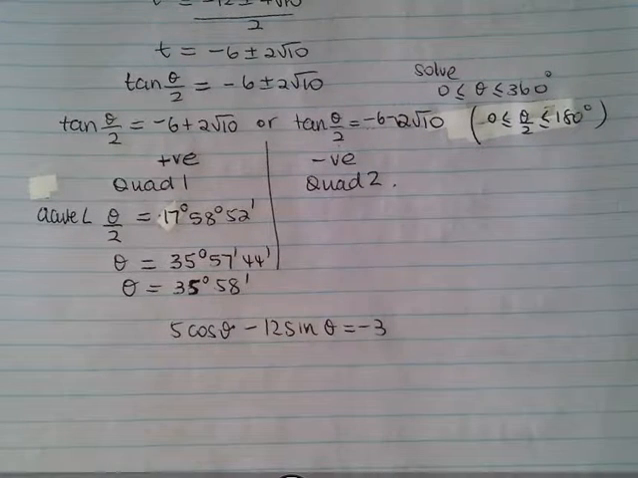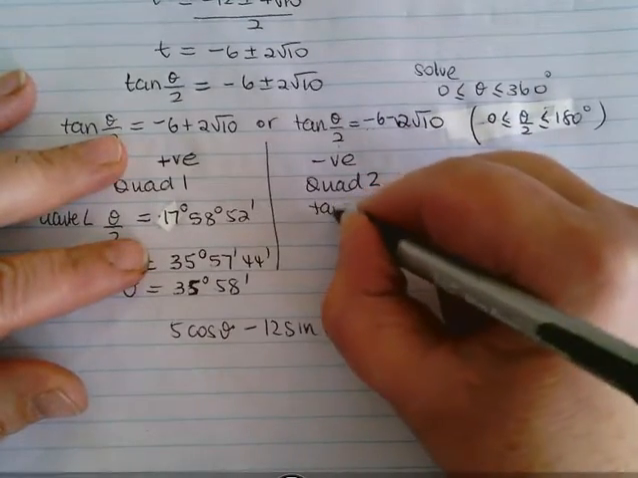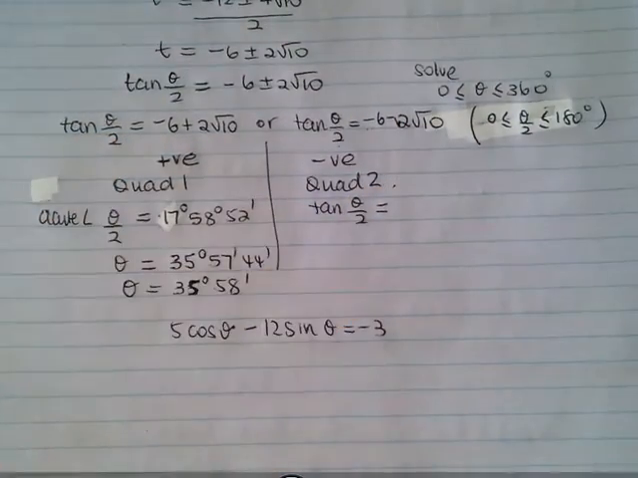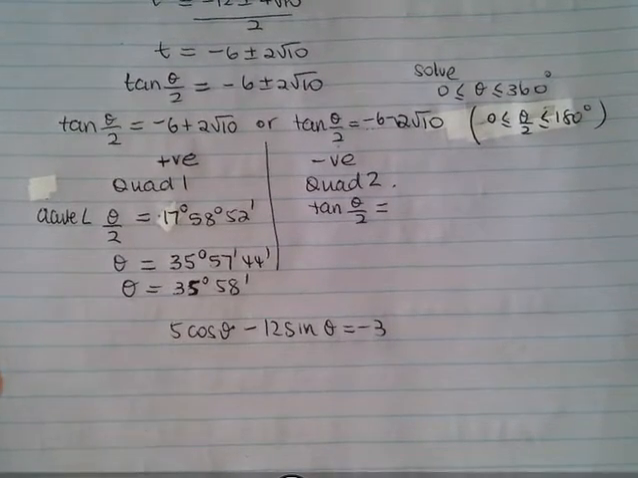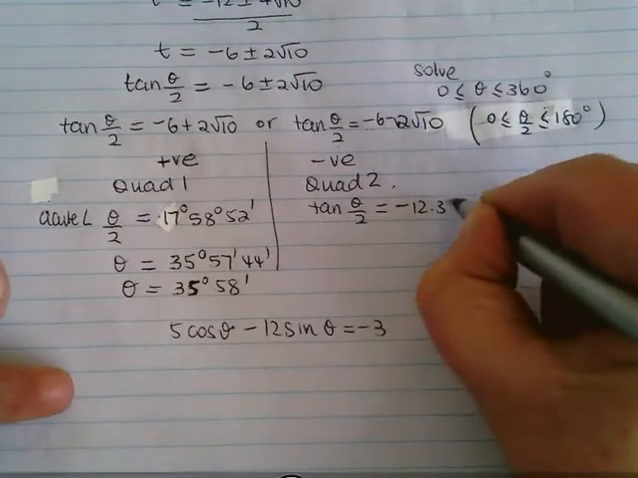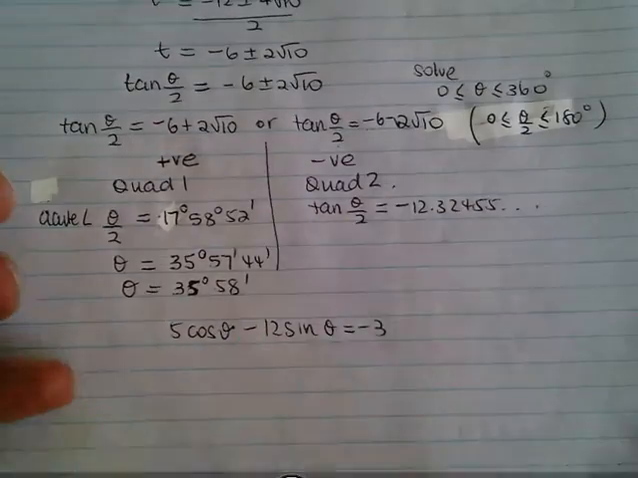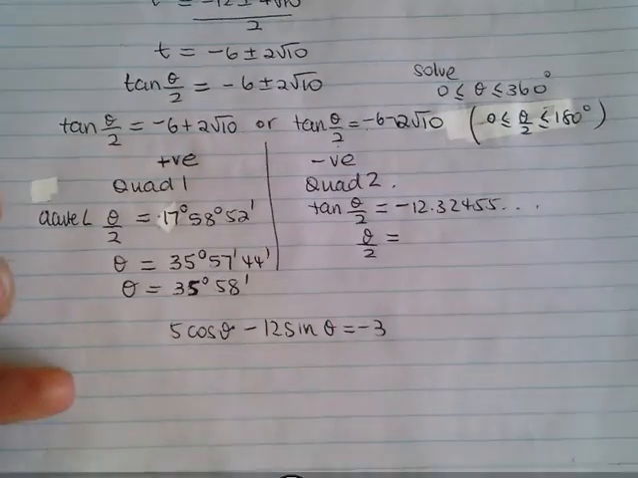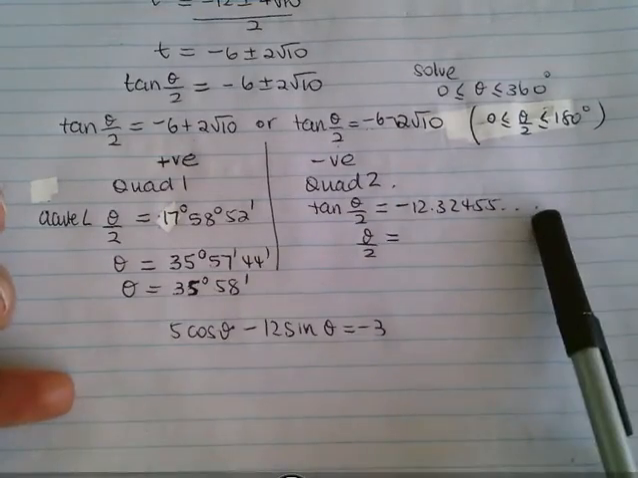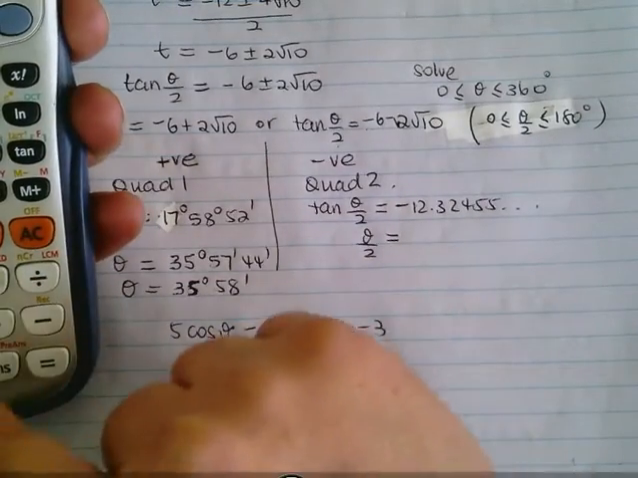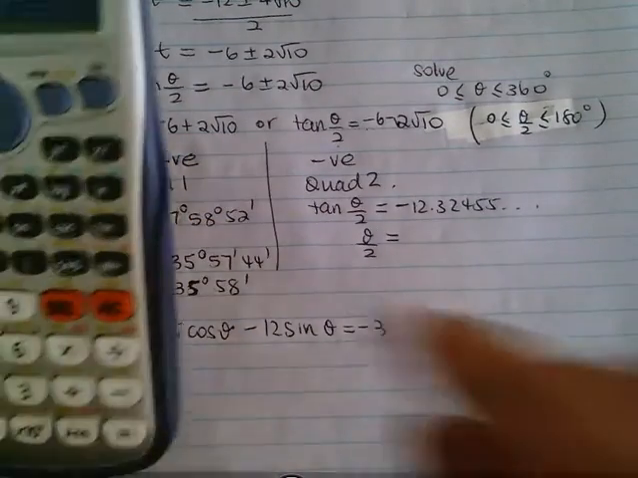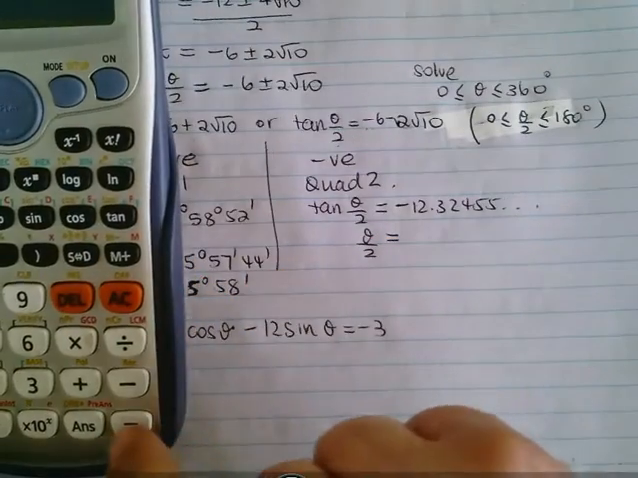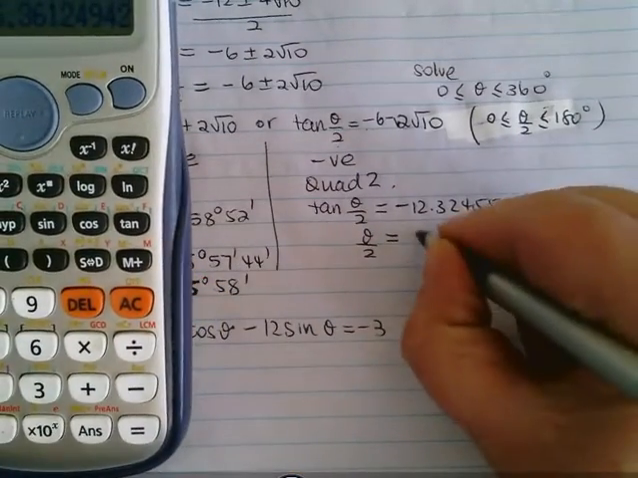So what you need to do with this, this is what I would do. Tan theta on 2, get a decimal value for that, for the negative 6 minus 2 root 10. So negative 6 minus 2 root 10 is negative 12.324 whatever. But you know when you have to do the angle, you don't put the negative in. Do you remember? The negative tells you the quadrant. So just times that answer by negative 1 on your calculator to make it positive and do shift tan of that answer, and you will get 85 degrees.